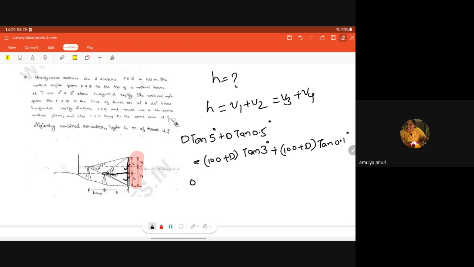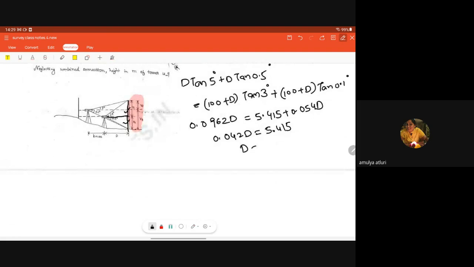So if we calculate, 0.0926 d is equal to 5.415 plus 0.04 d, right? So what is its value? 0.042 d is equal to 5.415. So your D is 128.78 meters after calculation. You can check this out. Okay, got it?